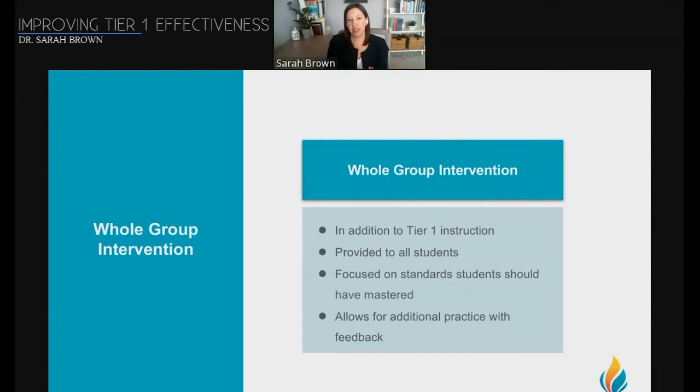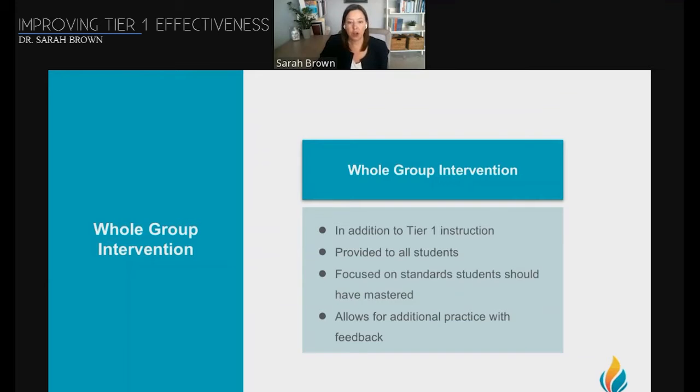Whole group intervention is instruction that we provide in addition to tier one, what we're already providing as part of our core instruction for all students. It's provided to all students, and it focuses on standards students should have already mastered. So it could be standards that we've addressed this year, or as we go into next fall, standards that, as we're thinking about preparing for different units and different types of conceptual skills, we want to make sure all students have the background knowledge they need in order to be successful, given the unfinished learning that may have occurred this year.